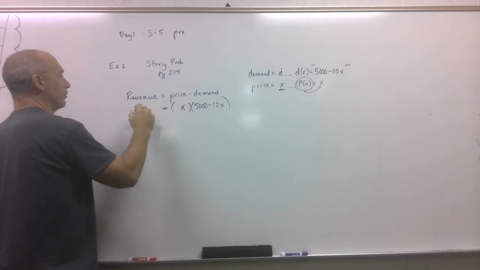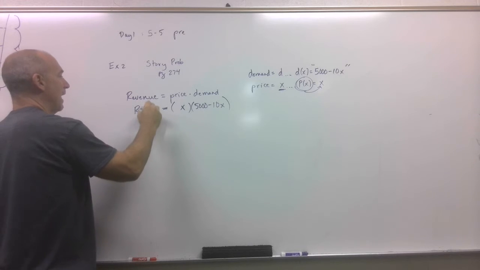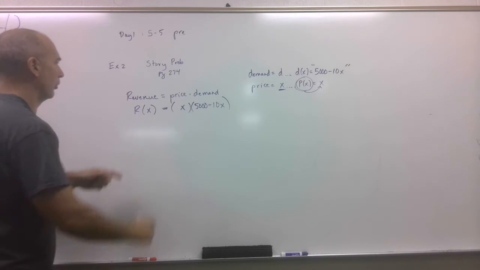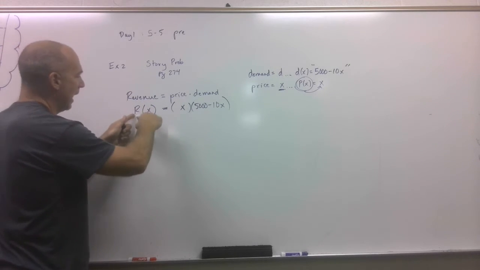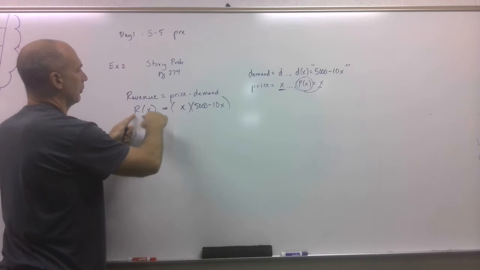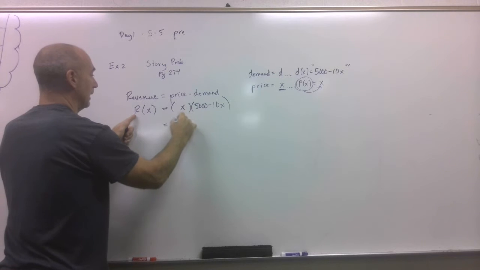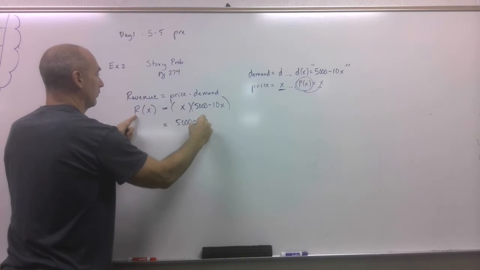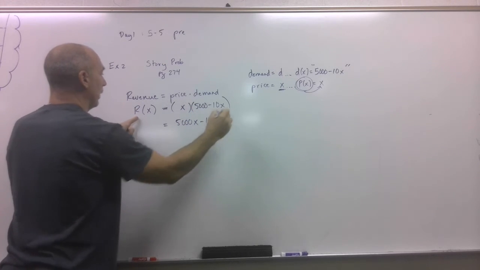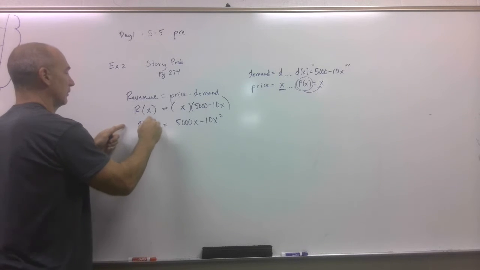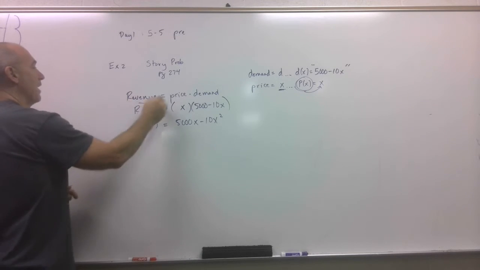Now they're asking for the revenue, so we're going to make that fancy looking. So the revenue is based on X. So there's the demand, there's the price, just multiply it out. So 5,000X minus 10X squared is the revenue.